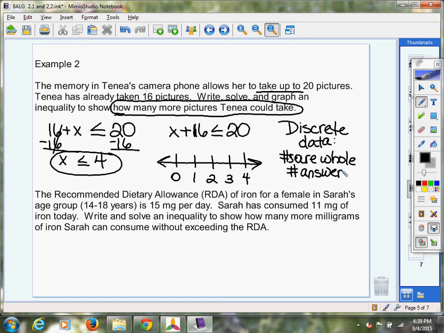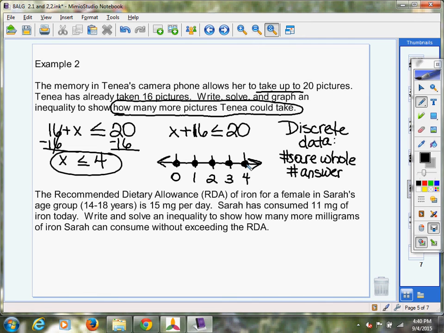And because it's discrete data, because all the answers are whole numbers, we're going to graph it differently. We're going to show our answers. She could take no pictures at all, so I'm going to put a dark filled-in circle on the 0. She could take 1 picture. She could take 2 pictures. She could take 3 pictures or even 4 pictures, but she can't go over that. She can't go over 4, and she certainly can't go under 0. You can't take less than 0 pictures. There's no such thing as taking -2 pictures. I don't even know how you would justify that.